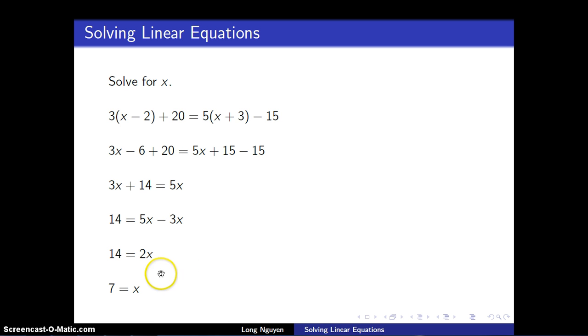This is probably a good idea to check the answer by plugging 7 into the equation. You can do that and see that it does satisfy this linear equation. That concludes our solving linear equations lecture.